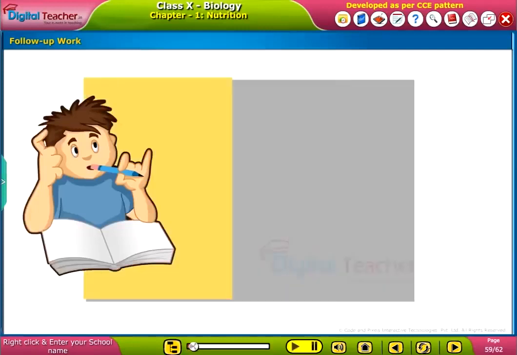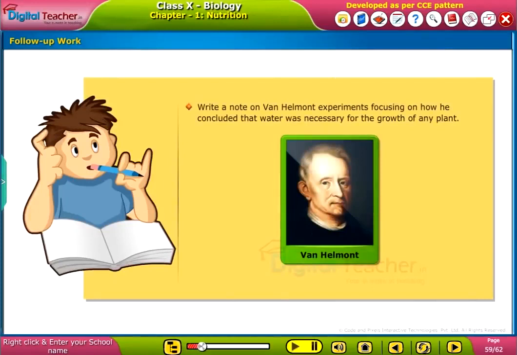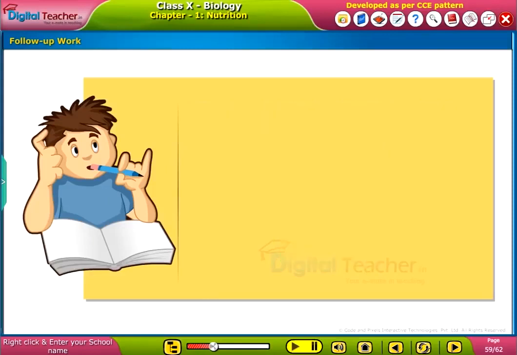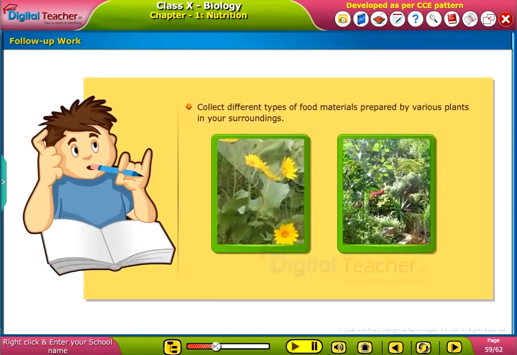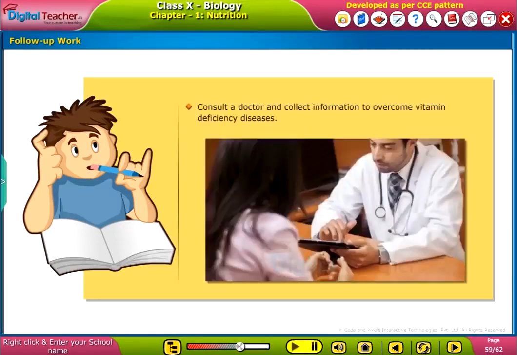Follow-up work. Take up the following activities. Write a note on Van Helmont's experiments focusing on how he concluded that water was necessary for the growth of any plant. Collect different types of food materials prepared by various plants in your surroundings. Prepare an album by collecting images relating to food deficiency diseases from magazines, newspapers, internet, etc. Consult a doctor and collect information to overcome vitamin deficiency diseases.